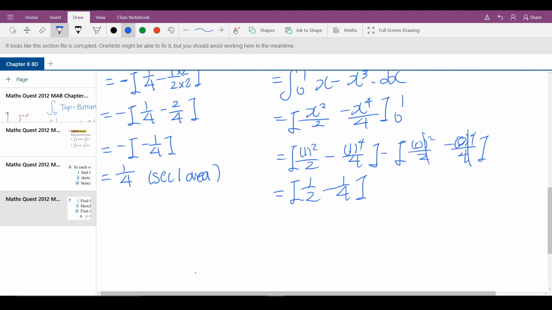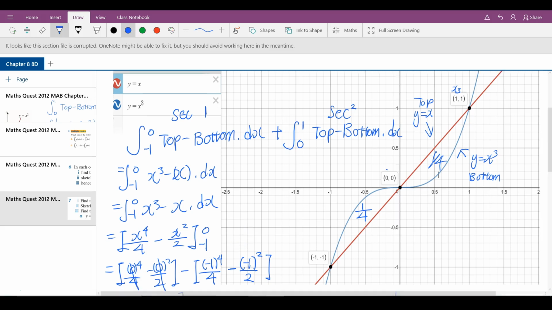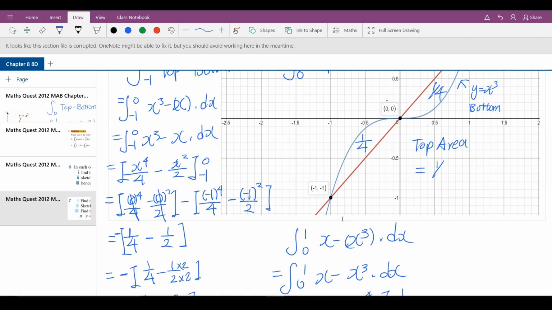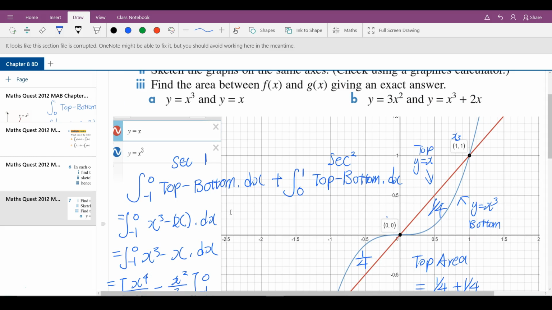Look, we already did that before. We know the answer is 1/4. So that tells you section 2 is 1/4 as well. So the total area is equal to 1/4 plus 1/4, equal to 2/4, equal to 1/2. Boom, boom. 1/2. That's it. That's question A done.